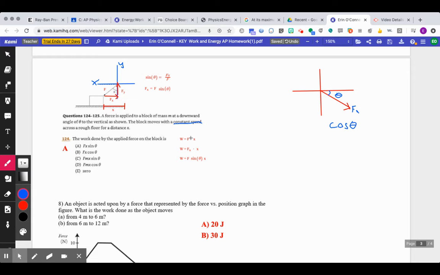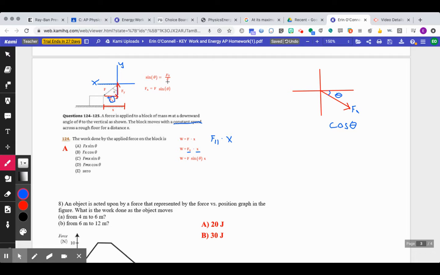Okay, so we know that work is force dot displacement. So we're taking the parallel component of the force, and we're multiplying by the displacement. What we mean by parallel, right? It's the component of the force that is parallel to the displacement vector. Displacement and the x component of the force would be parallel to each other. So we need the x component of the force. That x component causes that displacement. So in order to find work, we need to isolate the x component.